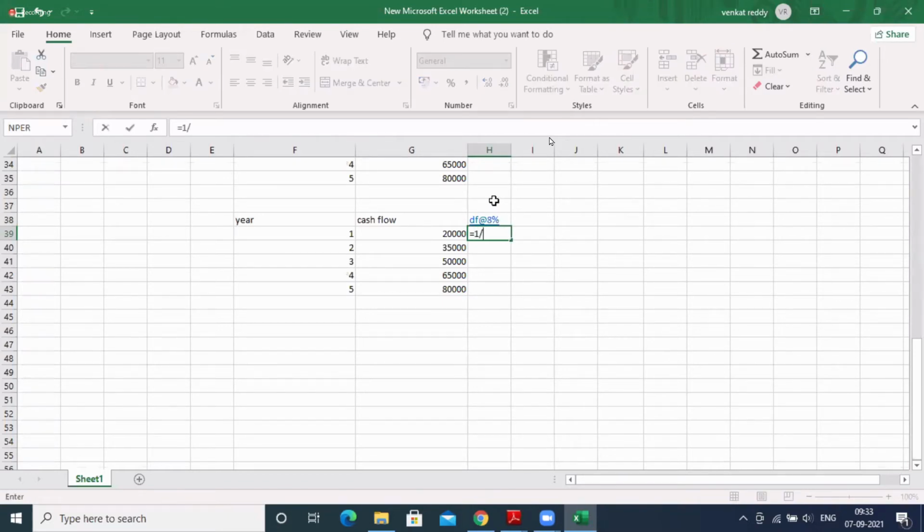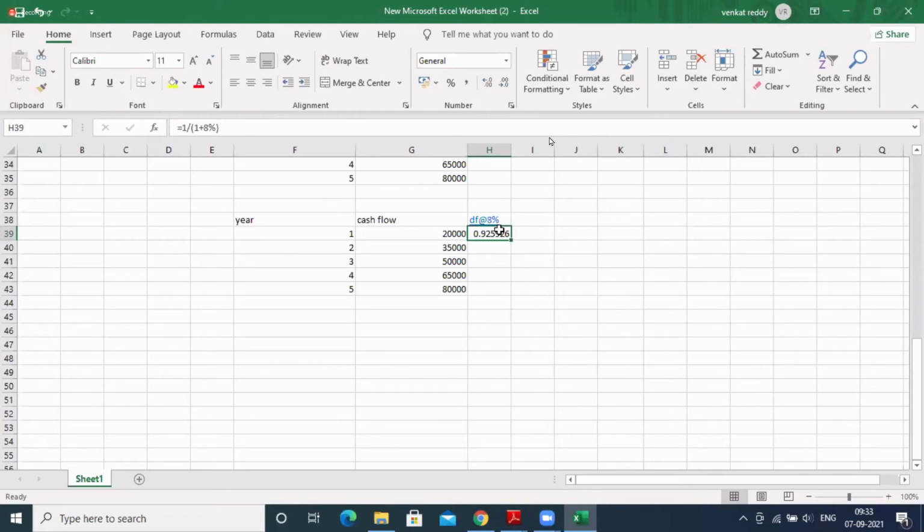Now try to observe the formula here. 1 divided by 1 plus rate, that is 8%. This is the discount factor for the first year. Normally in your financial management paper, they will provide these discount factors. If they don't provide them, you need to know how to calculate. So technically speaking, what is this 0.92?